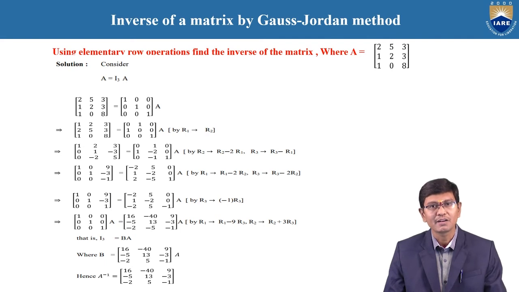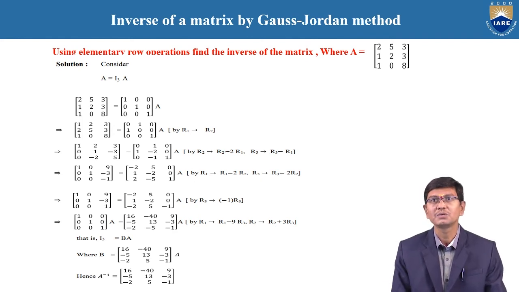Entirely, remember that the LHS matrix is reduced to the unit matrix of order 3, that is 1 0 0, 0 1 0, 0 0 1. For that purpose, the row operations are: first, interchange R1 and R2. Second, R2 is equal to R2 minus 2R1, and R3 is equal to R3 minus R1.